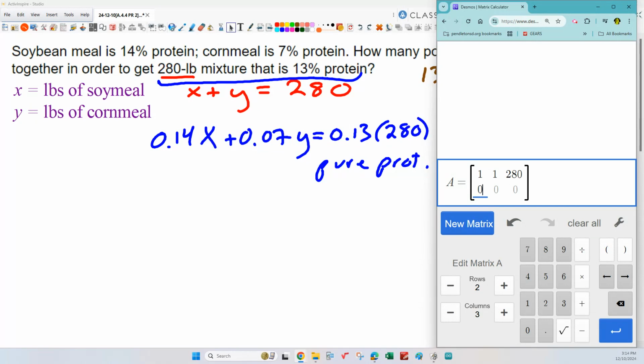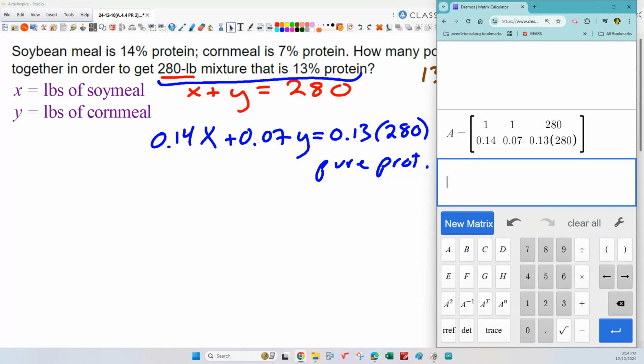Okay, what's the first row? 280. Next row? Whoops, 0.14, 0.07. And then the other side is whatever that number is. I'm just going to write it as 0.13 times 280. That's fine. 13% of means times, 0.13 times. How would you calculate 47% of 400? Yeah, 0.47 times 400 tells you what 47% of 400 is, right? Percentage of means multiplying.